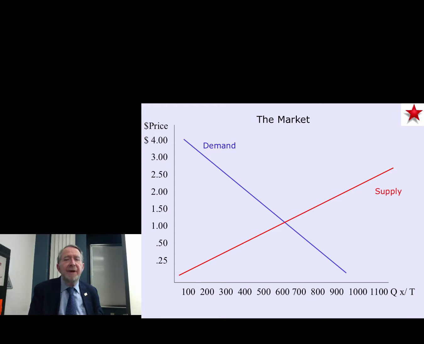So notice what we've done. We've overlaid those 2 functions in the same space. That is not a graph, that is what? Good, it's 2 graphs, right? And I'm able to overlay them because both are price-quantity relationships. So I'm able to draw them in the same space because of that.